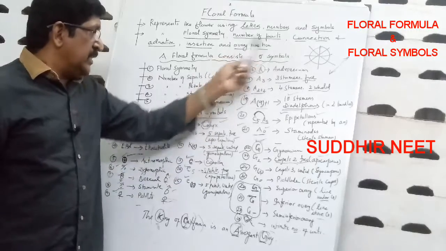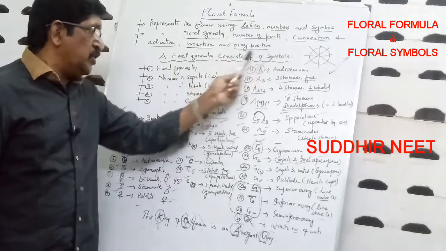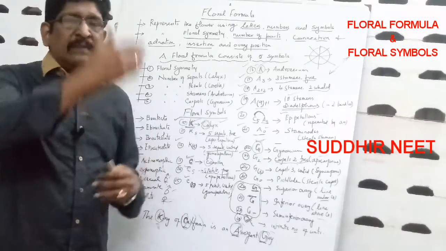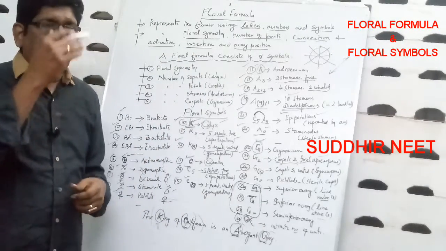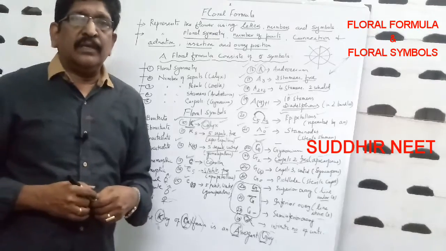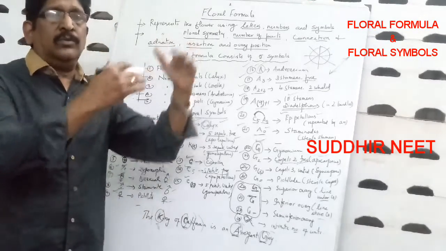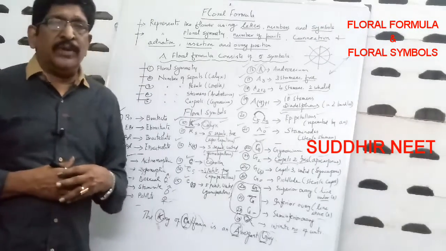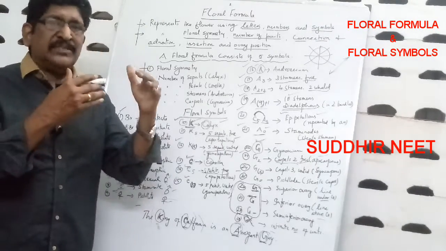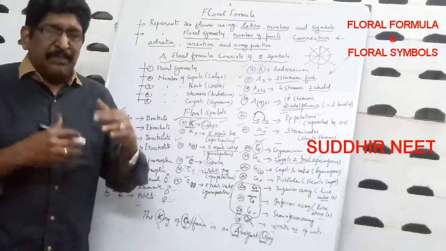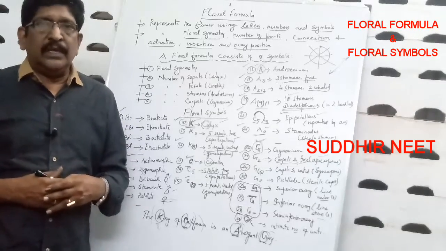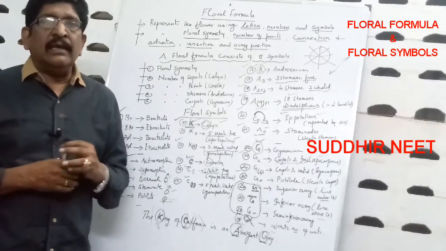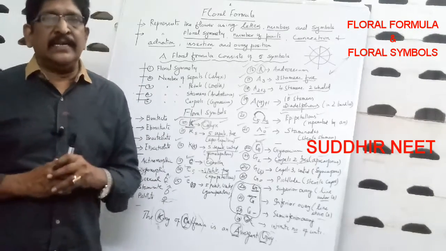Then number of parts, connection, adnation, insertion and ovary position. That is very important. For ovary position, there are three types: superior, inferior and semi-inferior. If the ovary is present above the floral parts, that is superior ovary, hypogynous. If the ovary is present below the floral parts, that is epigynous, inferior ovary. If it is in between the floral parts, that is called semi-inferior or perigynous.